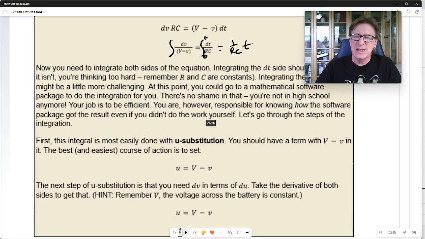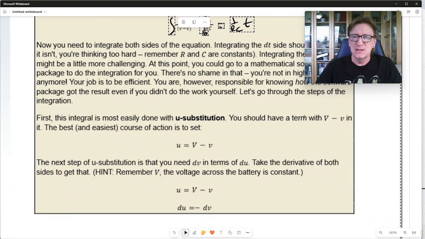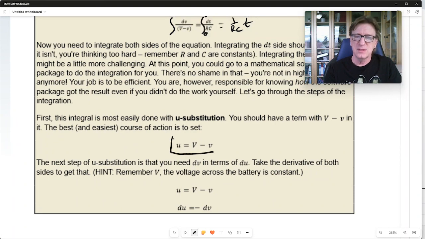All right, so I've got this term with this capital V minus v in there. If you remember from calculus, the easy way to do that is going to be to do my u substitution. And this is the best u substitution. So now I need to get du. Let's copy down our integral down here so that we've got it, since it's going to scroll off the screen. That's V minus lowercase v.